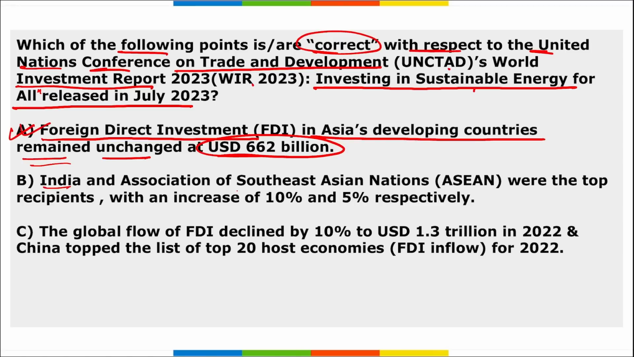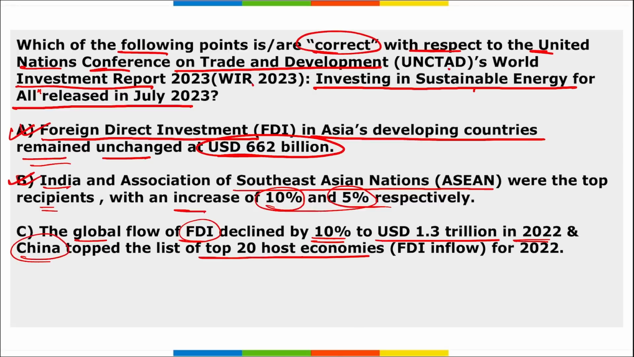Second, India and Association of Southeast Asian Nations were the top recipients with an increase of 10% and 5% respectively. So yes, option 2, is it correctly mentioned here? Yes, option B is also correctly mentioned here. Then global flow of FDI declined by 10% to $1.3 trillion in 2022, and China has topped the list of the 20 host economies for FDI inflow for 2023.